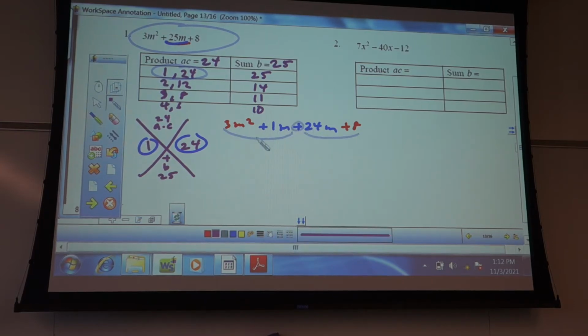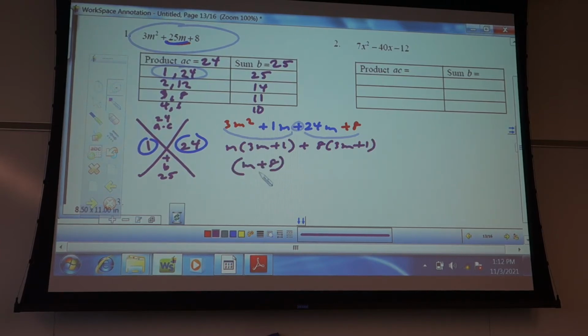So my first group is going to be, what can I pull out of 3m squared and 1m? I can pull out an m, and I'm left with 3m plus 1. And then don't forget the plus here. What can I pull out of 24m and 8? I can pull out 8. I'm left with 3m plus 1. So then I have m plus 8 times 3m plus 1. So those should be the answers you get no matter which method you did. You should have m plus 8 and 3m plus 1. Yes?